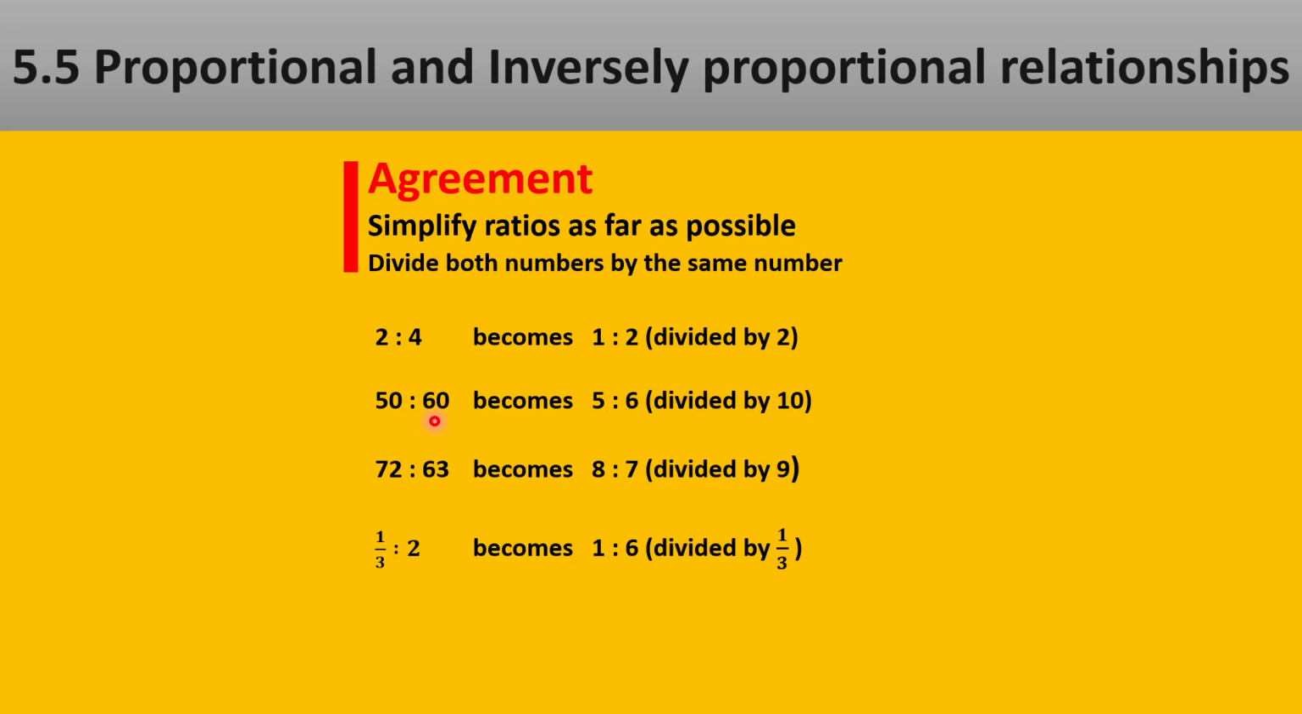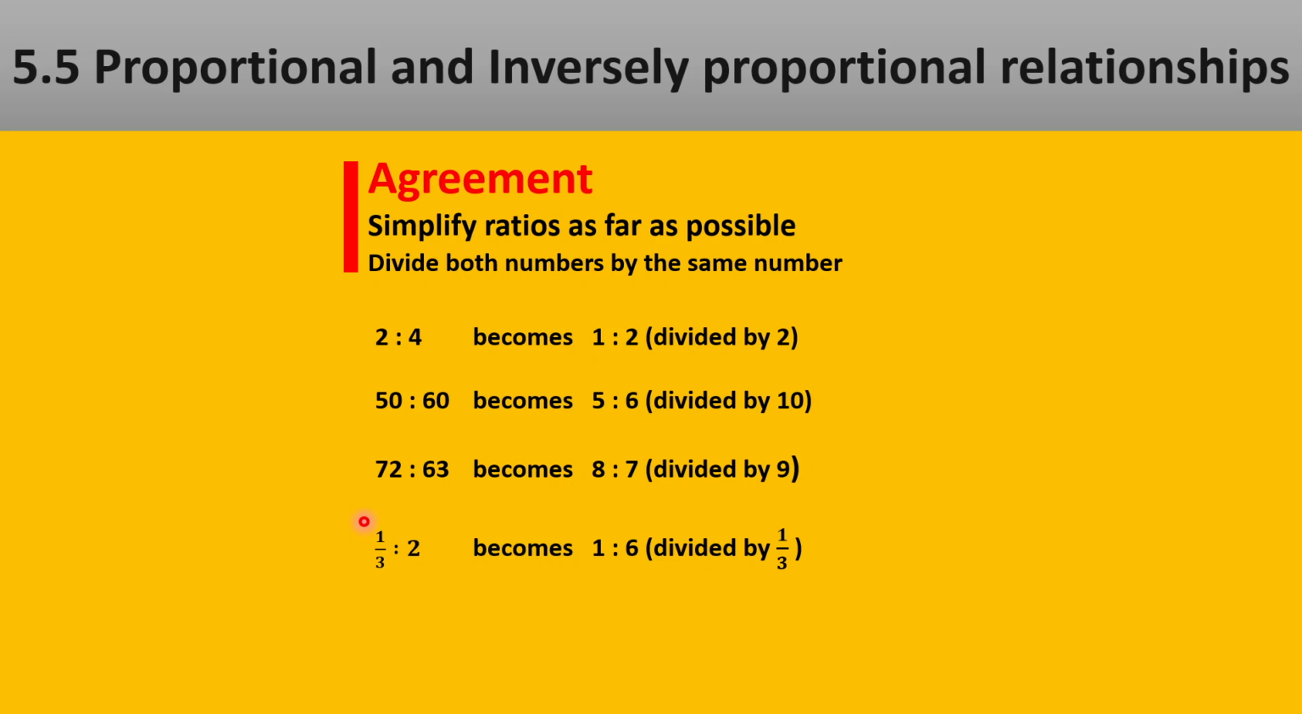I divided both numbers by 10, right? Here I could have divided by 2 as well, but then I would be left with 25 to 30. And then I can divide by 5 again, and then I find 5 to 6 as well. So you can do it in one go by dividing by 10. In the end, you find 2 numbers which you cannot divide by the same whole number again, right? I cannot divide 5 and 6 both by 2, for example. 72 to 63, I've divided them both by 9, right? 72 divided by 9 is 8, and 63 divided by 9 is 7. So this is the ratio that we in that case search for.